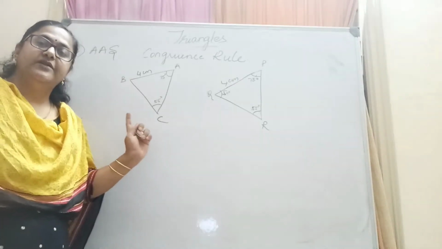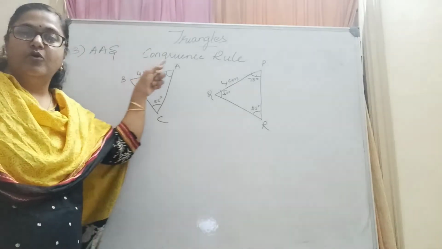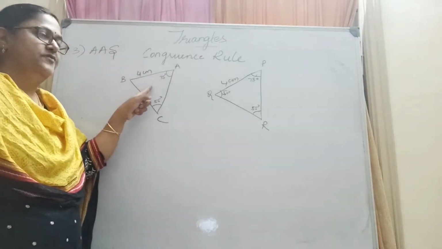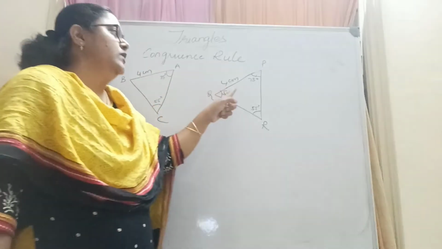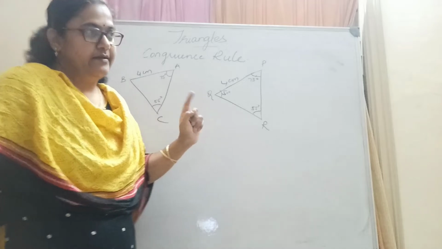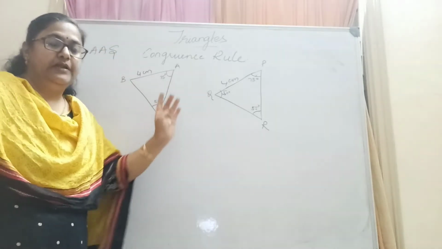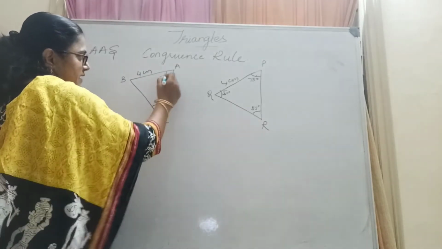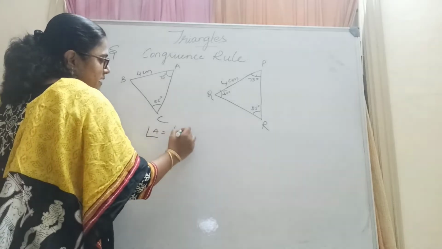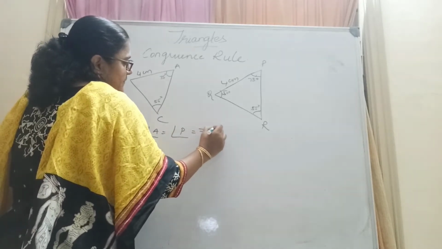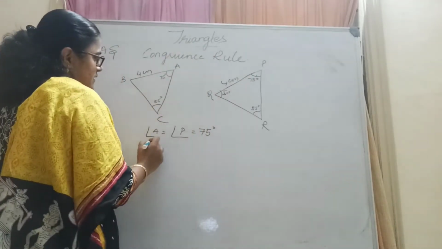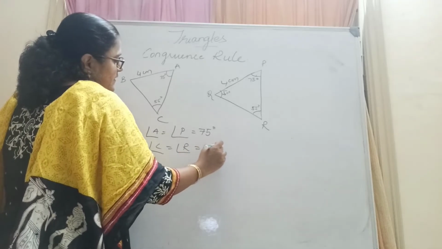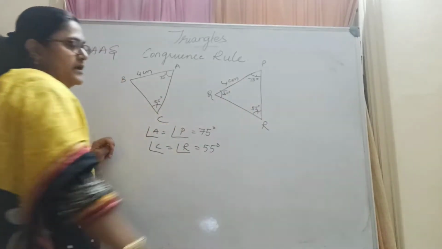Now the next congruence rule that you are going to learn is AAS congruence rule. AAS congruence rule is two angles and one side of the first triangle should be equal to two angles and one side of the second triangle. It can be any side. It need not be an included side. So in this example, if you can see, angle A is equal to angle P is equal to 75 degrees. Angle A and angle P are equal. Angle C is equal to angle R is equal to 55 degrees. Angle C and angle R are equal.